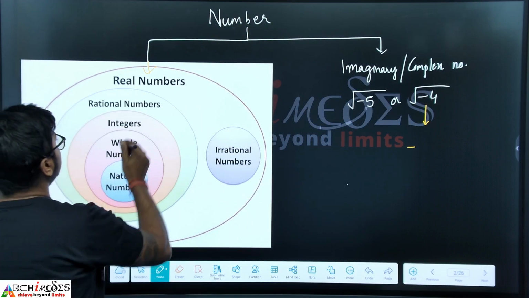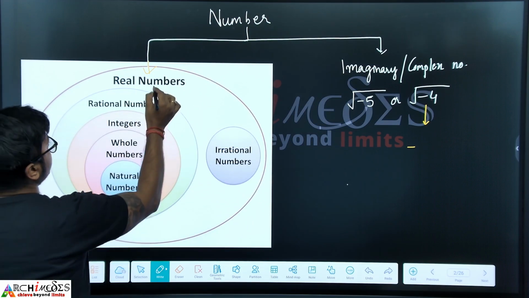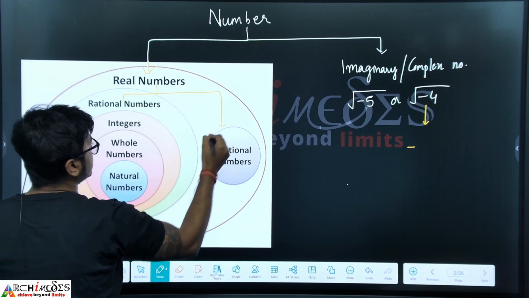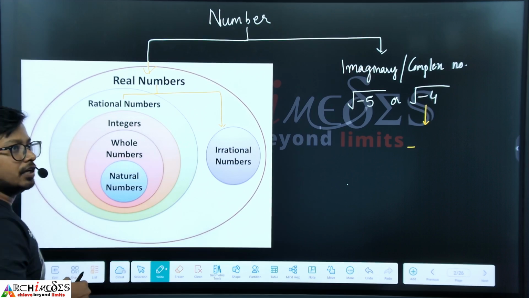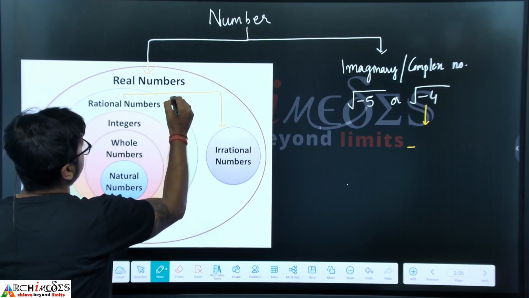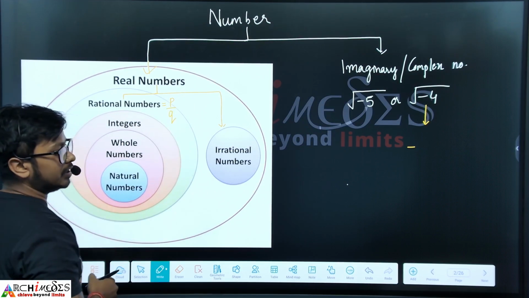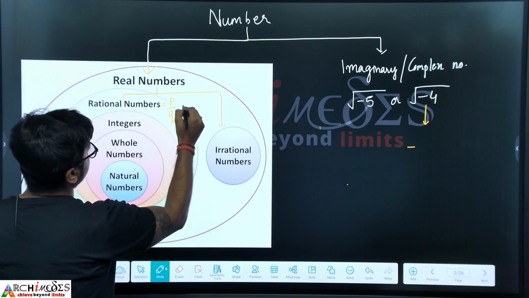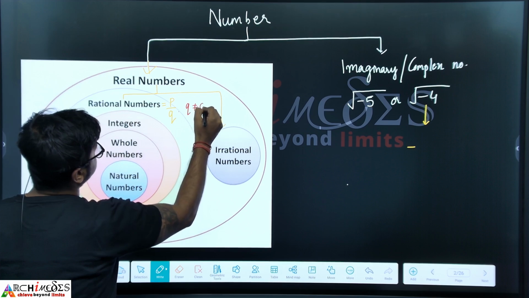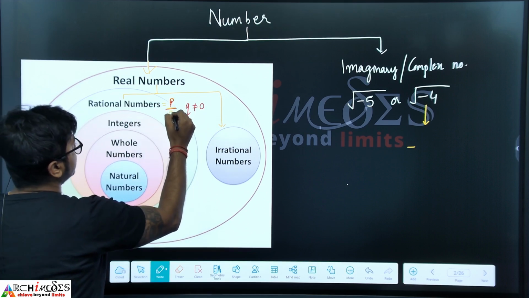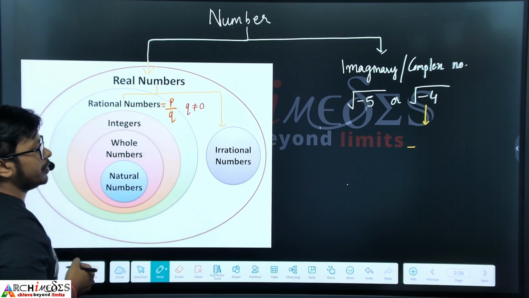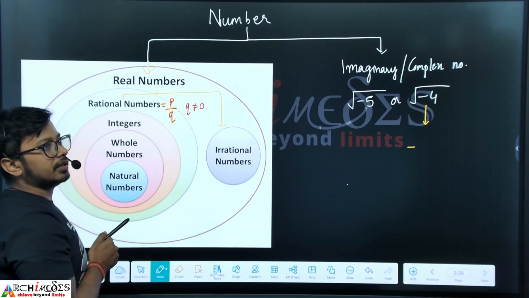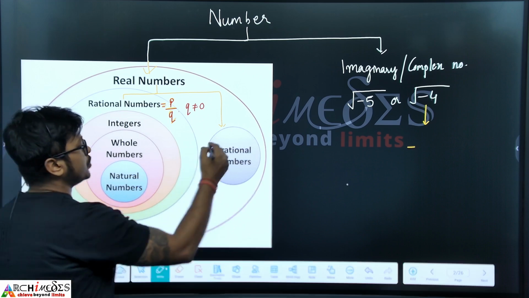In real numbers, again a real number is divided into two categories. One is a rational number, another one is an irrational number. A rational number is that number which can be written in the form of p by q, but remember that q should not be equal to 0. Any number that can be written in the form of p by q is a rational number, and which cannot, its opposite, is an irrational number.